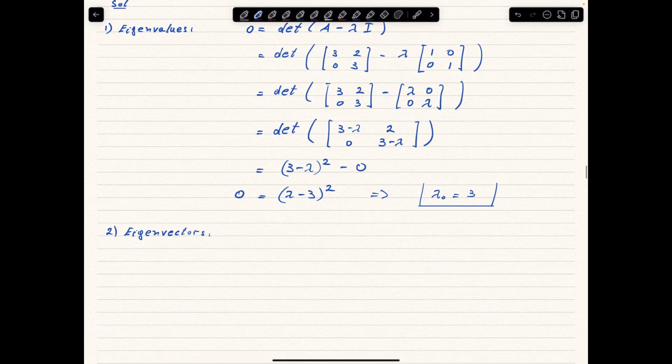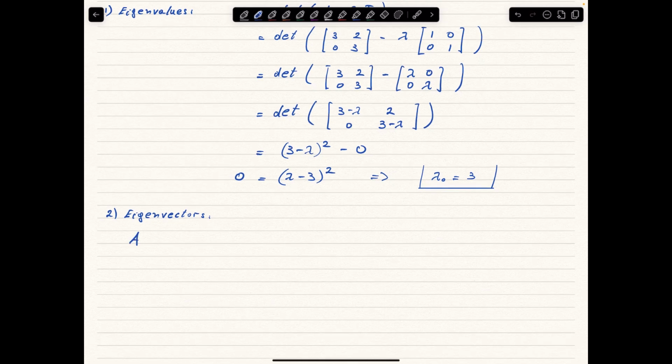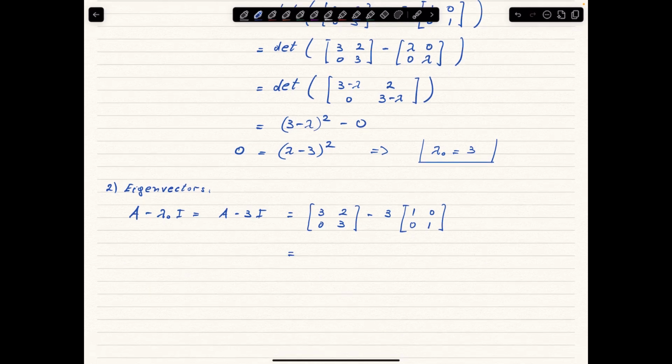And what do we need to do? We need to compute the matrix A minus lambda 0 identity, which is the matrix A minus 3 identity, because this is what lambda 0 is. And that matrix is matrix A, which is 3, 2, 0, 3, minus the identity matrix times 3: 1, 0, 0, 1.